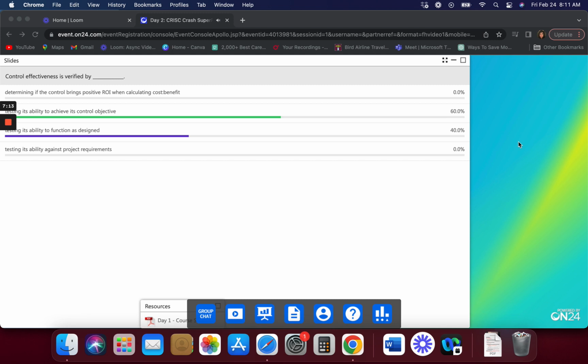Well, functioning as designed is one thing. Was the design good enough to actually achieve the objective is a different thing. So, again, a control could be functioning as designed, but the control, even functioning as designed, wasn't sufficient to really reduce the risk enough. So it's really measured against its control objective, and that is the correct answer.